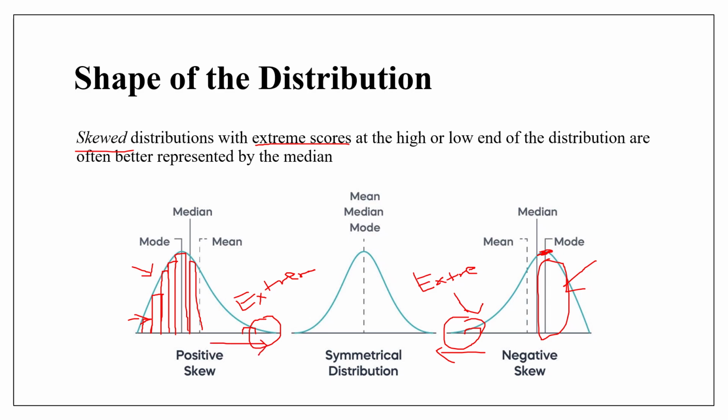So again, skewed distributions by definition are skewed because they have extreme scores. And we already saw that the mean is very susceptible to extreme scores. So as soon as we have skewed distributions, the mean is out the window, and instead we're going to use the median as the gold standard for describing typical behavior.